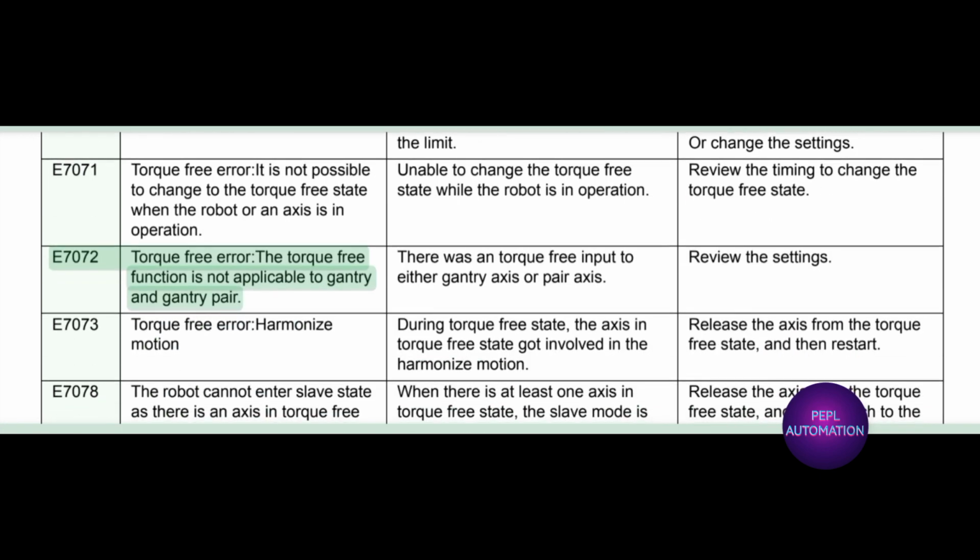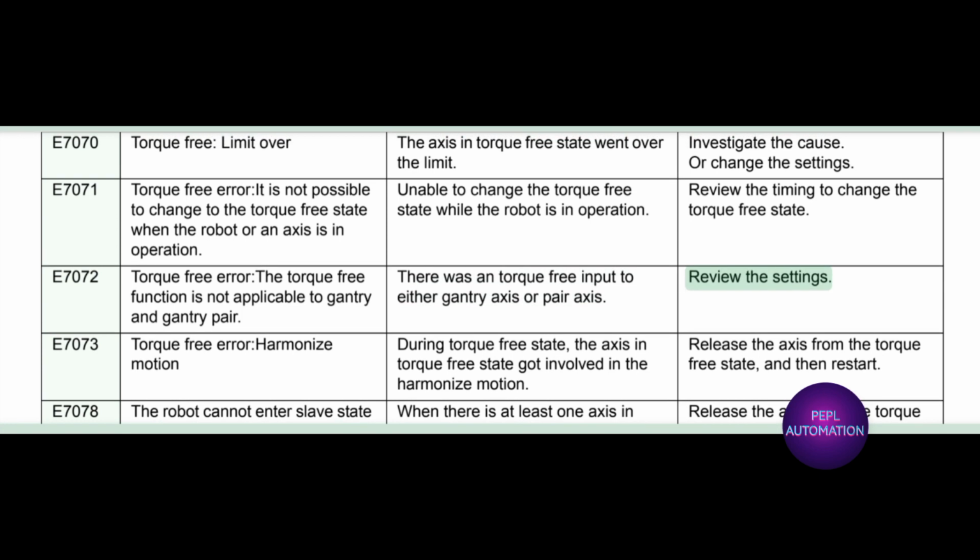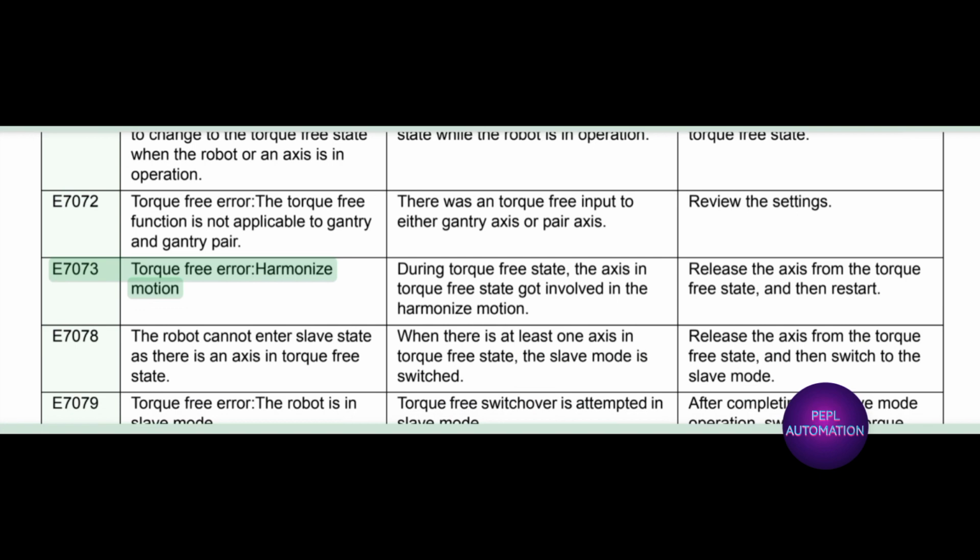E7072 torque free error. The torque free function is not applicable to gantry and gantry pair. There was a torque free input to either gantry axis or pair axis. Review the settings.